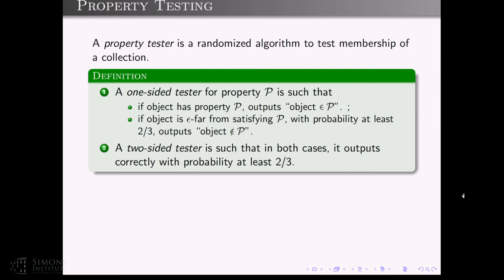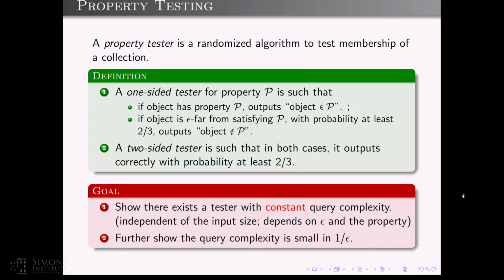Another tester we usually consider is called two-sided. This is a tester such that in both cases it will output correctly with probability at least 2/3. So the two-sided tester is weaker than a one-sided tester, because in the first case, when the object has this property, we also allow it to make a mistake.